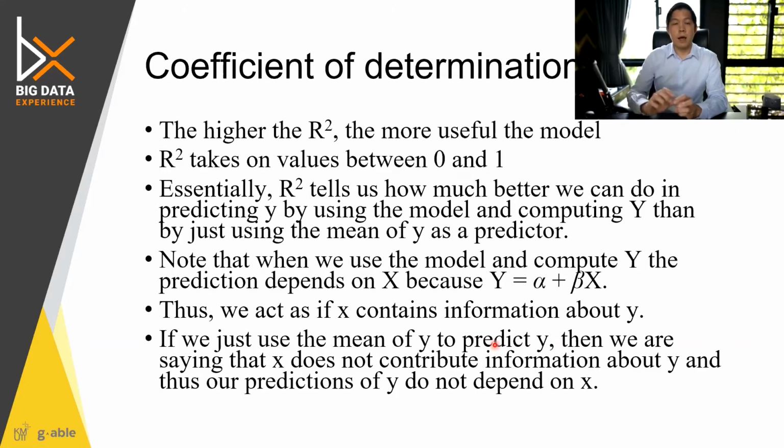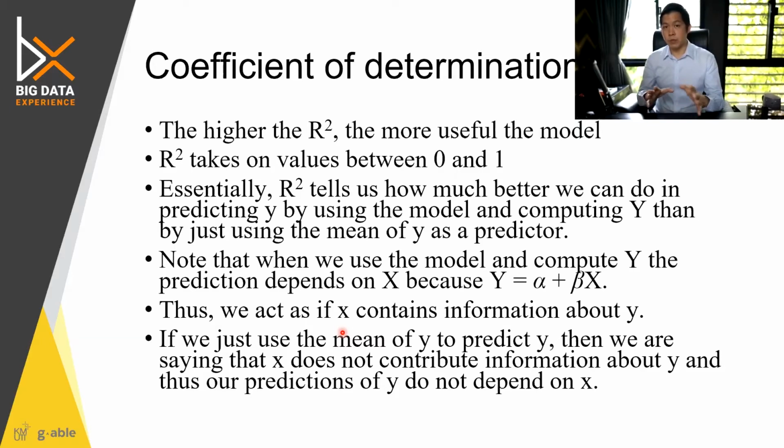Okay, R square tells you that the higher the R square, the better the fit. The value of R square is between 0 and 1. So if R square is large, it means that x contains information about y. That means x explains y.